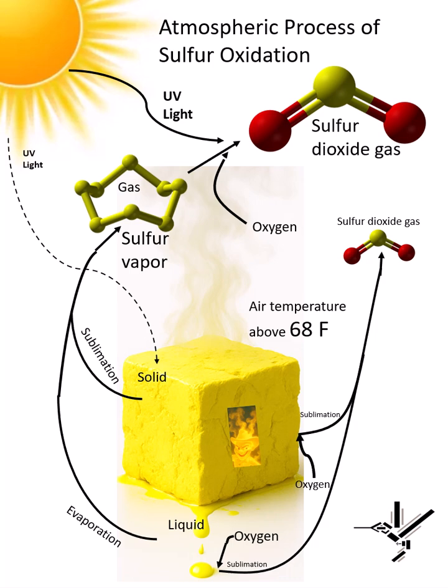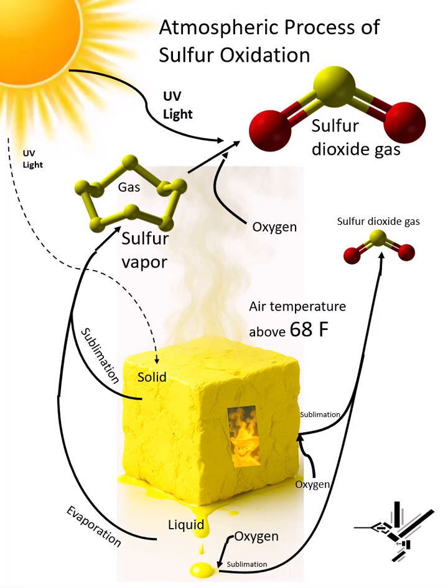This diagram illustrates a lot of what's going on with sulfur in the environment. So you can see that sulfur is actually converting via sublimation into two different gases. One is sulfur vapor that you see coming off the left-hand side of both the cube and the molten liquid sulfur.